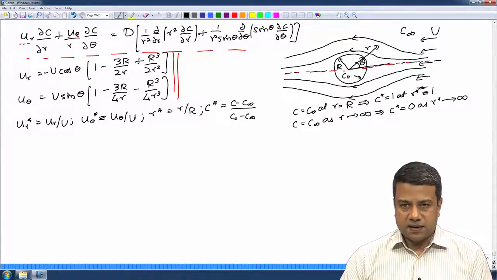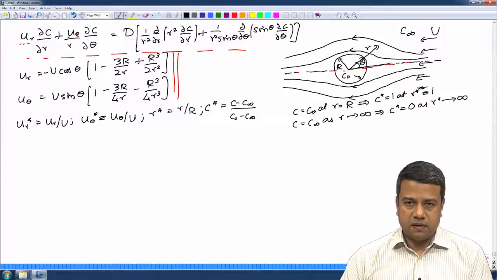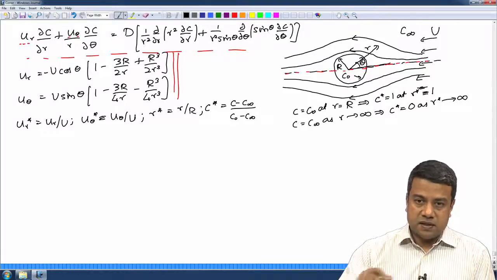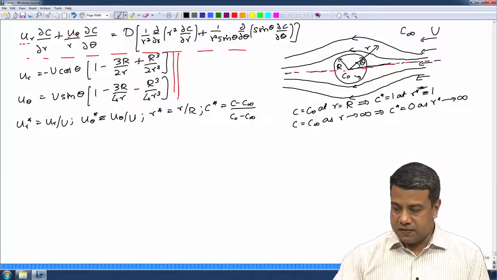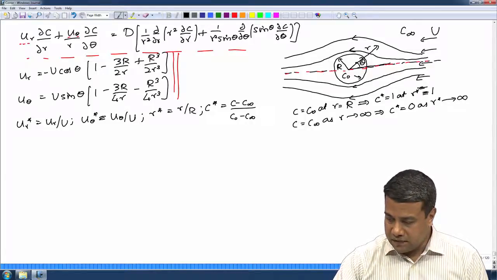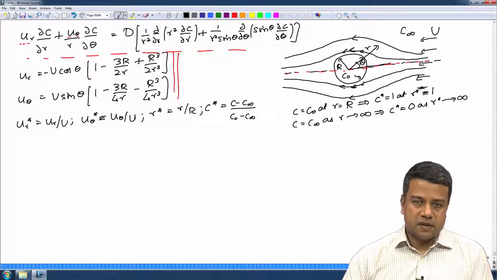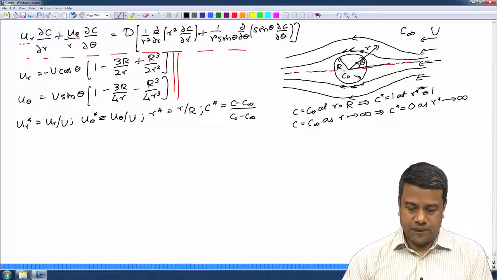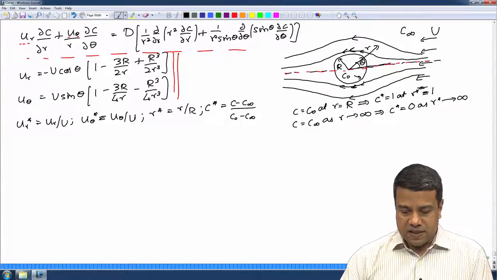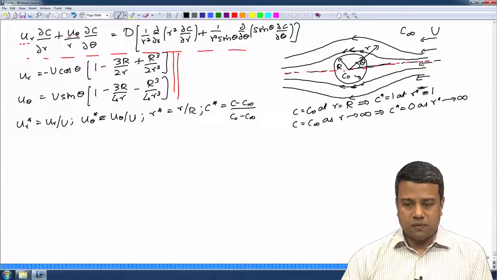Note that in this case, close to the surface of the particle, the streamwise direction is actually the theta direction, because the velocity field is in the theta direction as the fluid goes past this particle. The streamwise direction is the theta direction, and the cross stream direction is the r direction. So, once we scale it this way, it is quite easy to see what equations you will get.